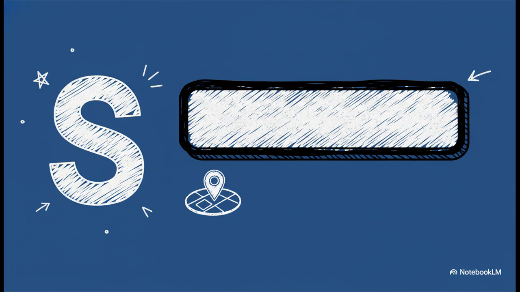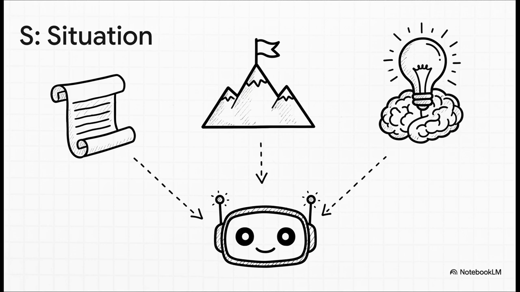This is the absolute foundation of your entire prompt. Situation is all about context. You can't just throw a command at the AI and expect it to read your mind. You have to provide the background, state what you're ultimately trying to achieve, and, this is crucial, explain why you're even asking in the first place. You're setting the stage so the AI isn't just guessing.